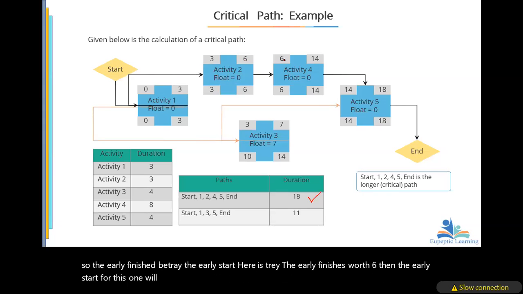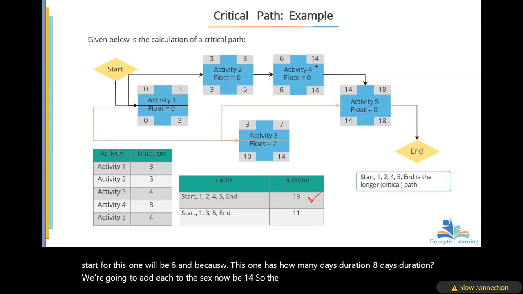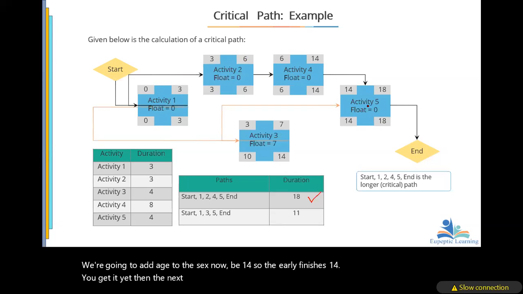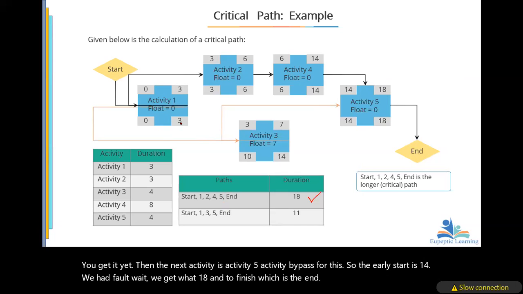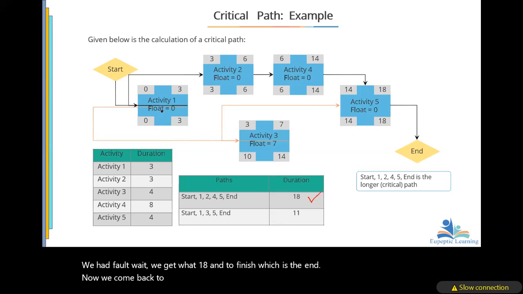Because this one has 8 days duration, we are going to add 8 to the 6. That will be 14. So the early finish is 14. Then the next activity is activity 5. Activity 5 has 4 days. So the early start is 14. We add 4 to it, we get 18, and then to finish, which is the end. Then we come back to the second path.